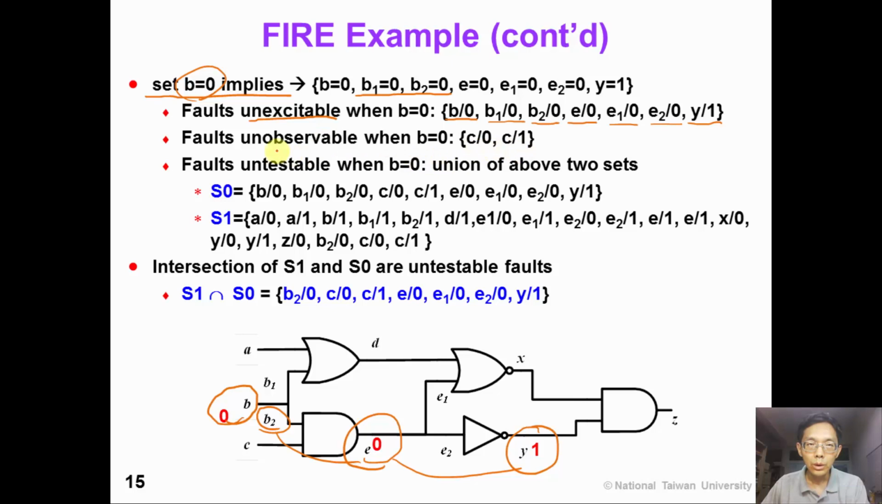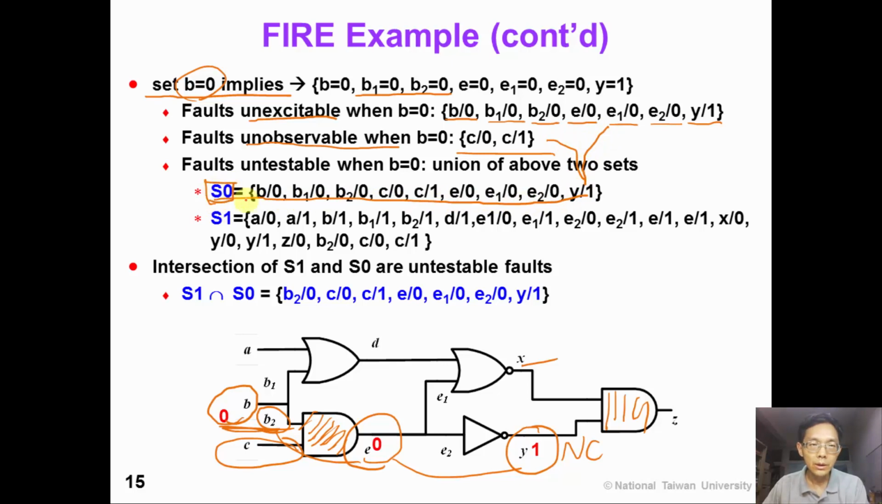And then we find the faults that are unobservable. Those faults on C are unobservable because B2 is a controlling value for this AND gate. So C stuck-at-0 and C stuck-at-1 are unobservable. For this AND gate, because Y is non-controlling, the faults on X are potentially observable. Now, we can take the union of the above two sets.